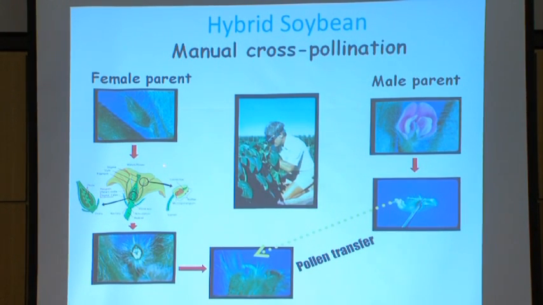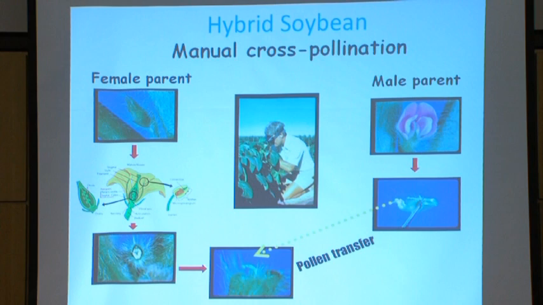So if you cut these out, you have only female reproductive structure remain here. So here you can see it better. Then you take another flower from a different plant and take pollen from there and put it here. And then when it forms seed, that is going to be hybrid seed.